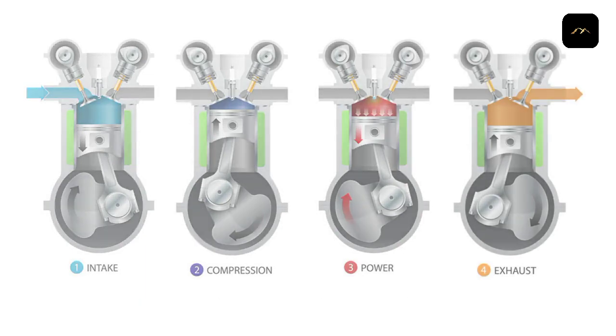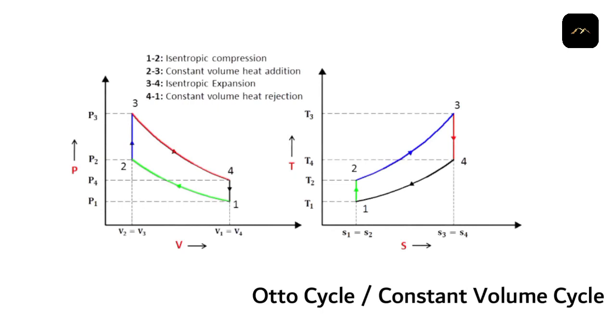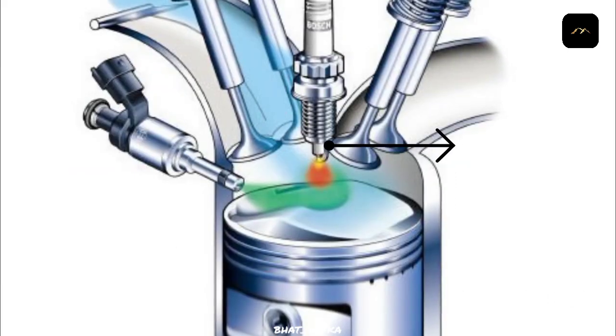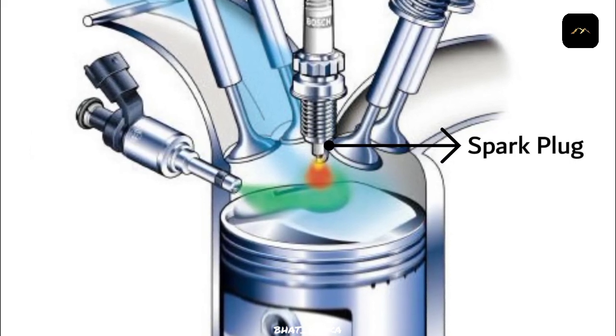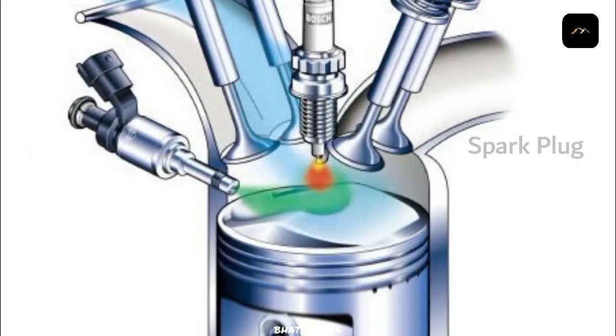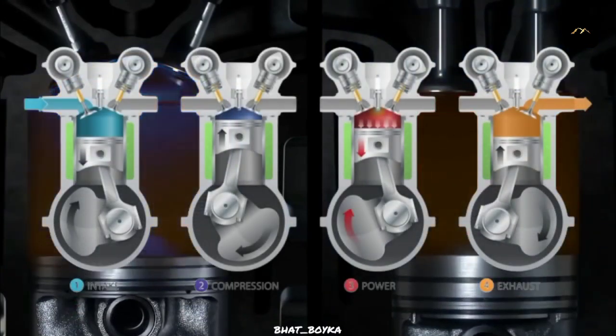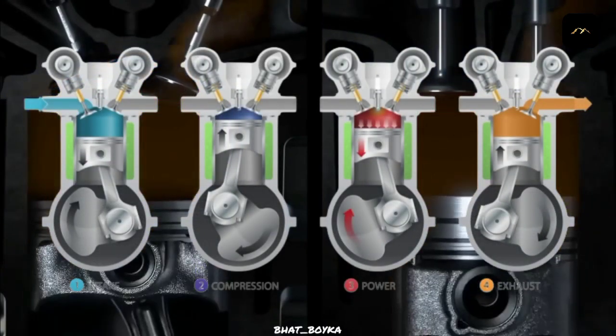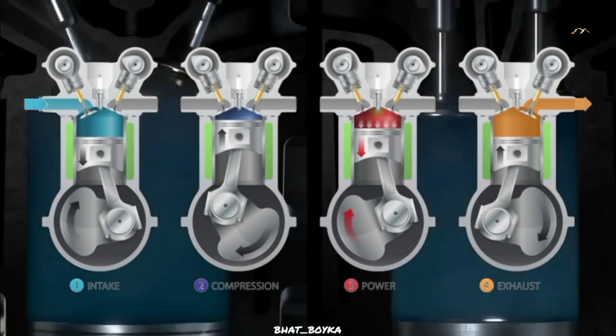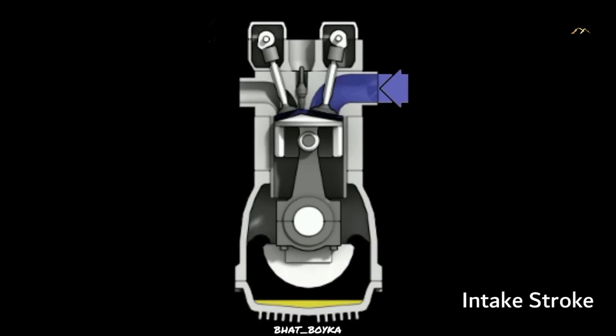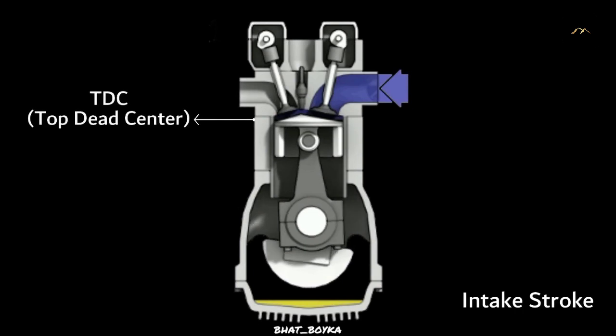The petrol engine works on the principle of the Otto cycle, also known as the constant volume cycle. The spark plug fitted at the top of the cover initiates the ignition of the petrol. In a 4-stroke engine, all the events, that is intake, compression, power, and exhaust, are completed in 2 revolutions of the crankshaft. They are as follows. Intake stroke. The stroke begins when the piston is at TDC, top dead center.